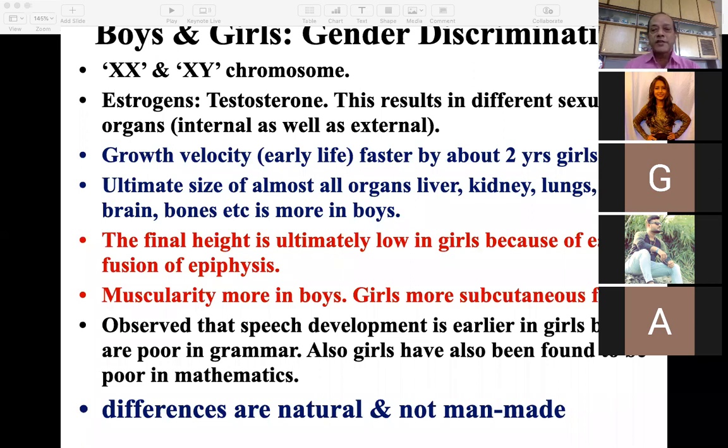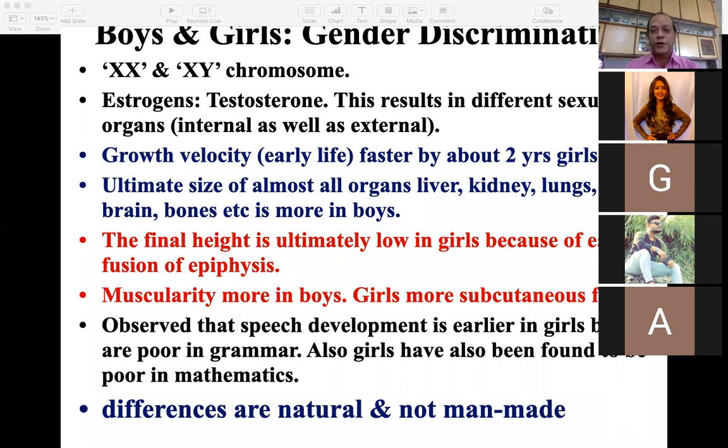The final height is ultimately lower in girls. So though they have the early growth, the final height is less because of the fusion of epiphysis due to the hormone estrogen. Masculinity or muscularity is more in boys, and the girls have more subcutaneous fat. So again, this is anatomy, physiology, everything you can remember from birth itself. There is a difference between the boys and the girls.